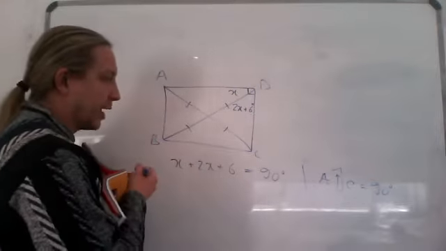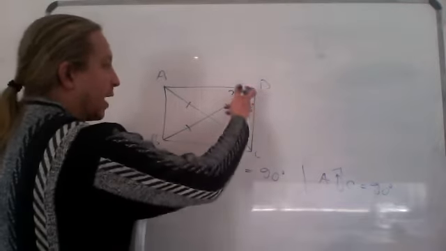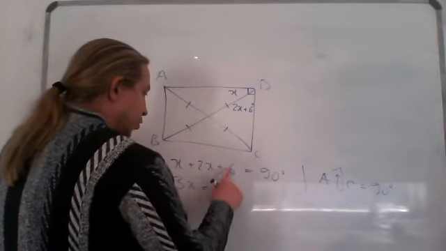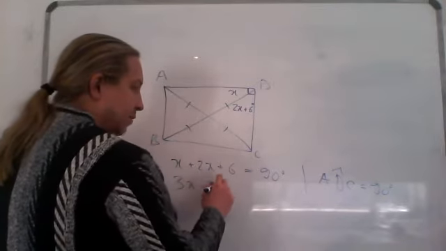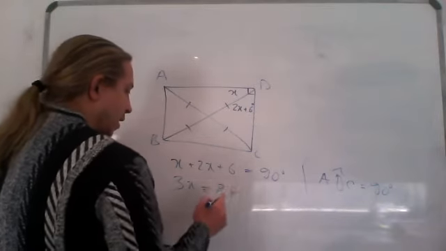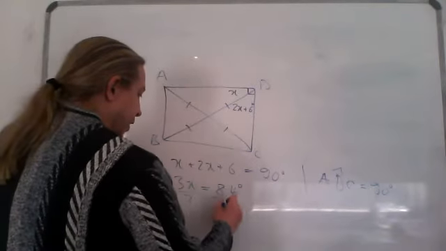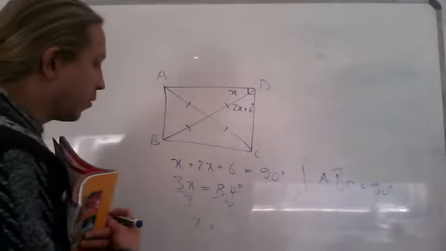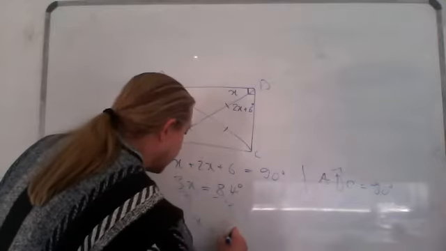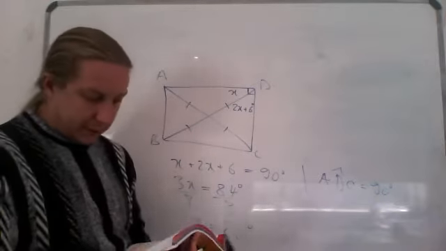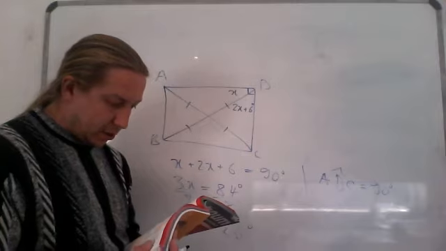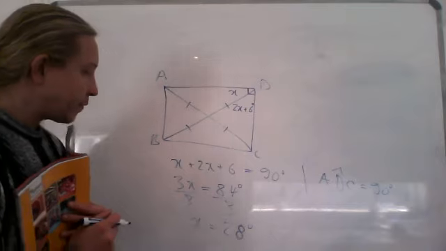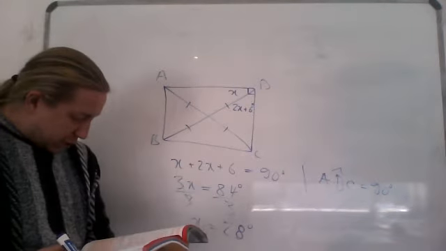That's all that we are doing. ADC is 90, we proved it before. Now we're just working out x. So what do we have here? We have 3x equals... take the 6 to the other side, it becomes negative, so it is 84 degrees. Divide by 3, divide by 3. We get that x equals 84 divided by 3, which is going to be 26 degrees. Is that correct? No, 28. Sorry, 28 degrees. Okay, so we've done that.